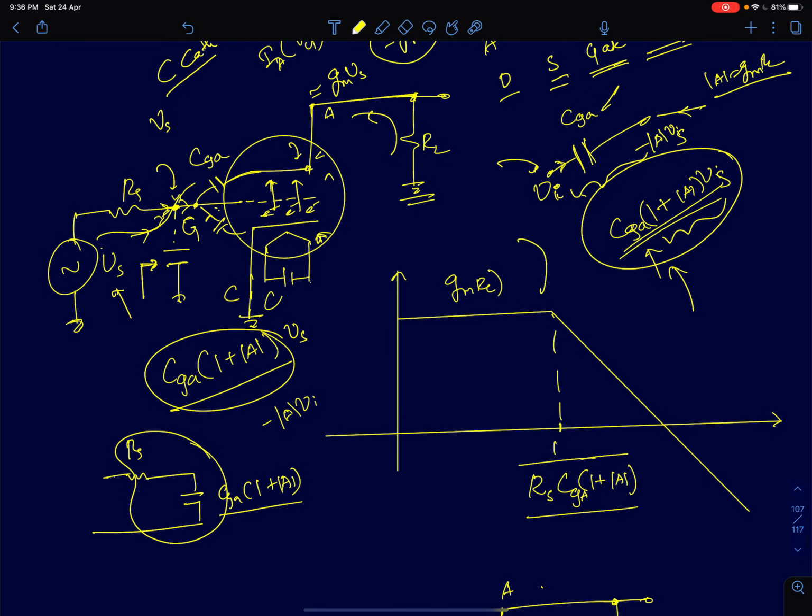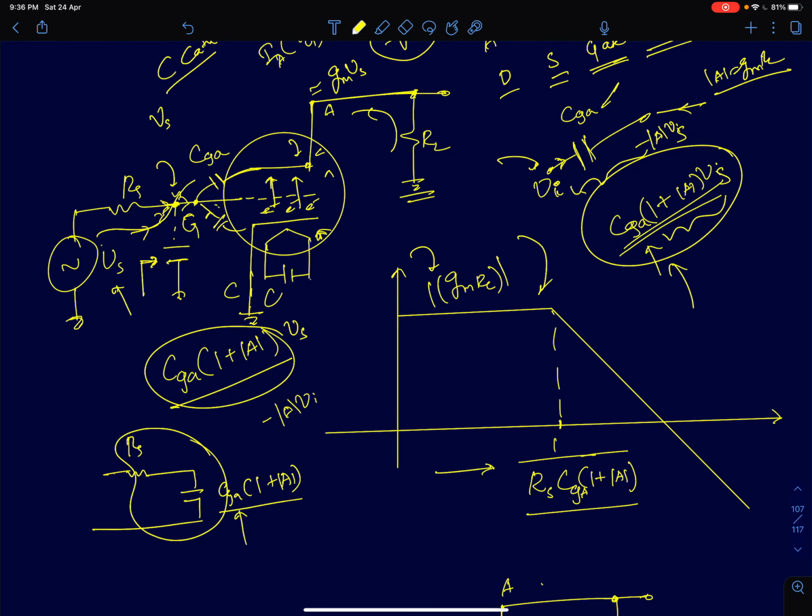So shown here is the frequency response of a common cathode amplifier. I've only shown the magnitude. The DC gain is 20 log of GMRL, and the pole here occurs at 1 by Rs into CGA into 1 plus mod A. Even though CGA, the gate to anode capacitance, may be small, it's getting multiplied by a huge value. If gain is say 60 decibels, or A is 1000, it's going to be multiplied by 1000 times, and therefore the bandwidth will be reduced significantly.